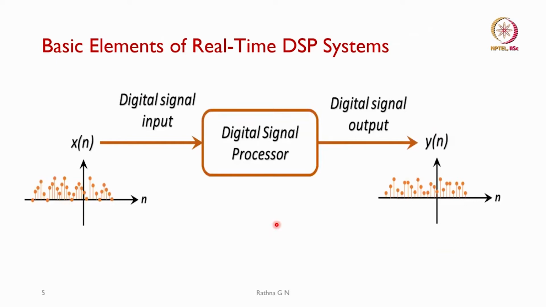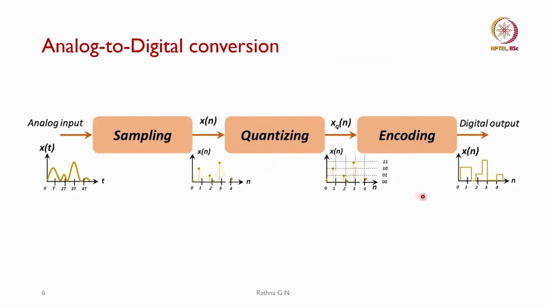So, coming to the basic elements of real time DSP systems, we have x of n as the input, which is the digital signal input we provide to the DSP processor, and then we process it and store the digital signal output, as I mentioned in the previous slide. So, we can store it after the computation has been done in the digital domain itself. Now we will see a little bit of how to do analog to digital conversion, that is, ADC.